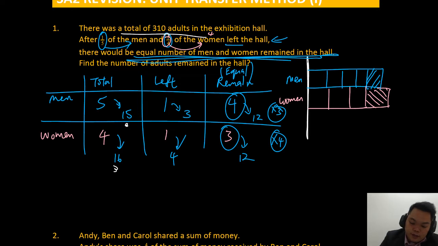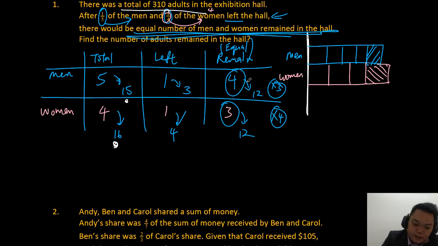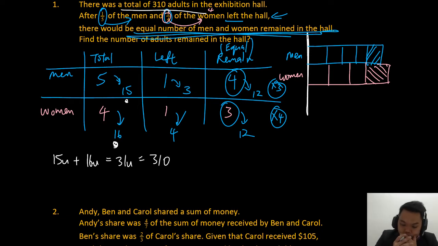Okay, and you will see that the total number of adults was 310 in the exhibition hall, which means to say that if you add up these two, 15 units and 16 units, you will get a total of 31 units, which is 310. Okay, so once you got this already, you can now find out the value of 1 unit. 1 unit will be 310 divided by 31 to give you 10.